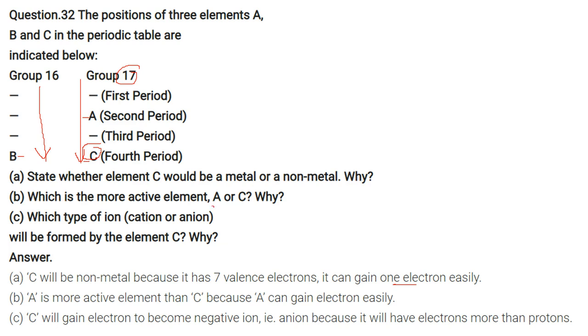Which is more reactive, A or C, and why? A is the more reactive element than C because A can gain electrons easily. Which type of ion, cation or anion, will be formed by the element C and why? C will gain electrons to become a negative ion, that is, it will be an anion, because it will have more electrons than protons.